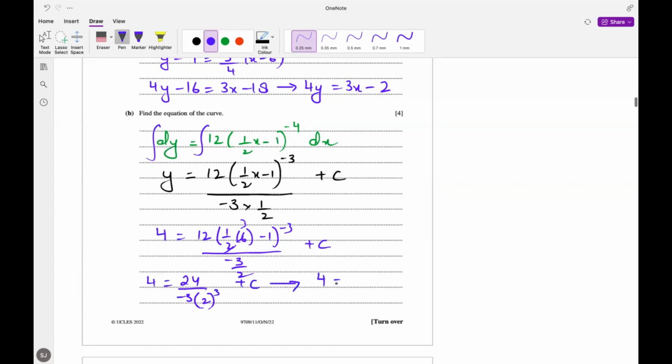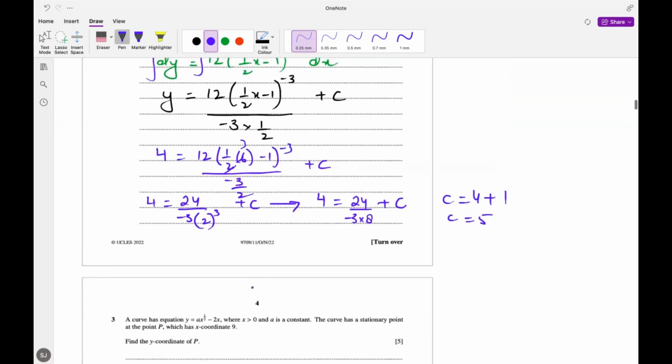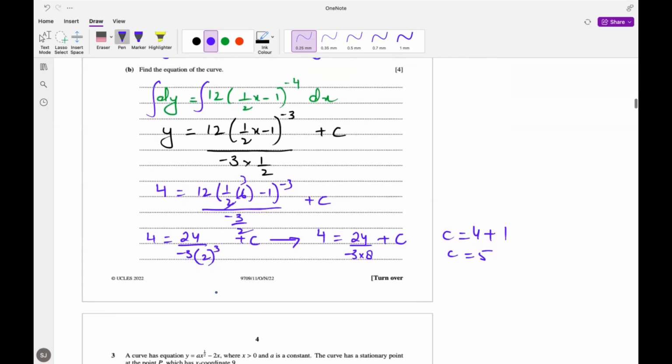Simplifying this, we'll get 4 = 24 divided by -3 multiplied by 8, which is also -24. 24 divided by -24 will be -1. So c will be equal to 4 + 1, which is equal to 5. So we can write our equation as y = 24/-3, which will become -8 into (1/2 x - 1) to the power -3, plus 5.